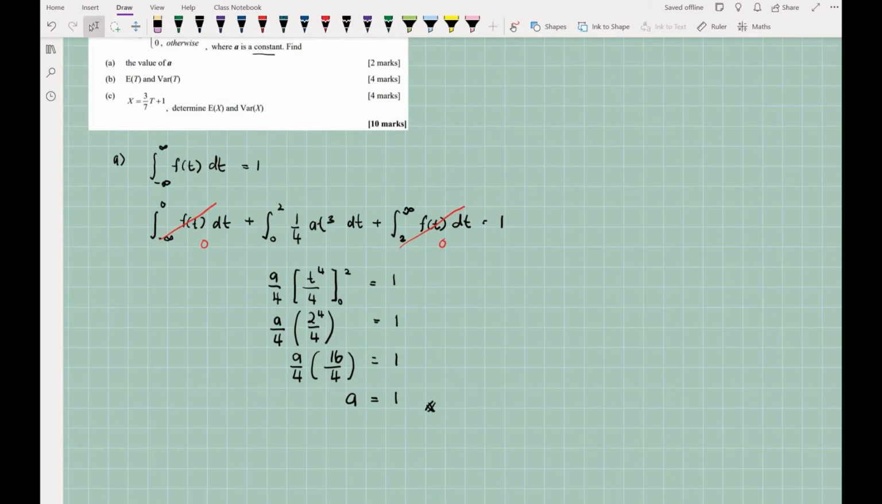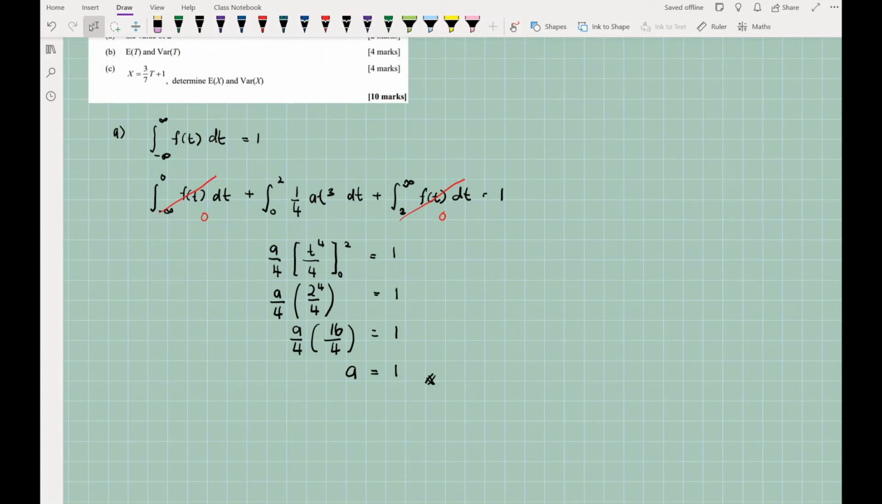Now we are going to move on to question B, yang mana the question specifically asks for you to find the expected value of T as well as the variance of T. So in this case, start dengan expected value of T dahulu. Okay, so to find the expected value of T, since T is our random variable, now please remember the formula. We are going to integrate from negative infinity to infinity of T multiplied by small f of T dt.